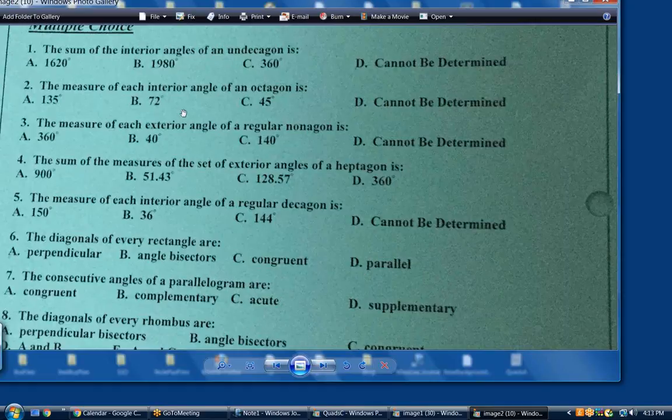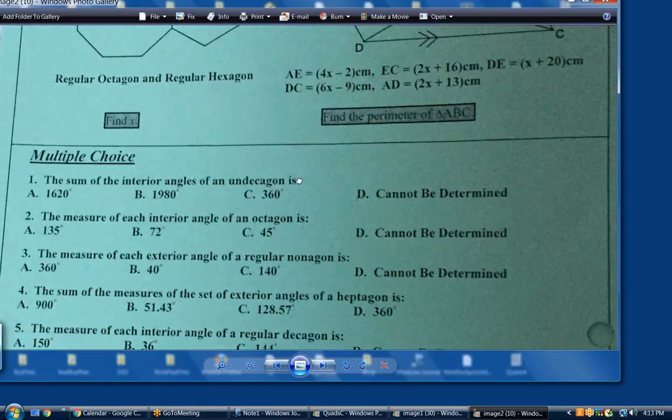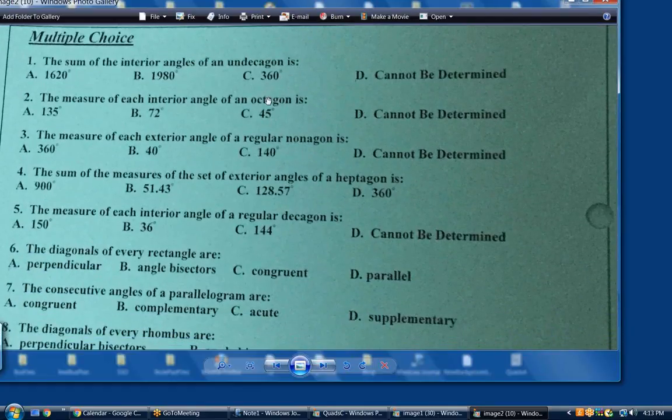Yep. The measure of each interior angle of an octagon is... We did that up there, didn't we? No, not really. We were talking about exterior angles up there. Oh, yeah. They want to know what each one of those is. They meant to say a regular octagon. So that's 135. Well, or is it?